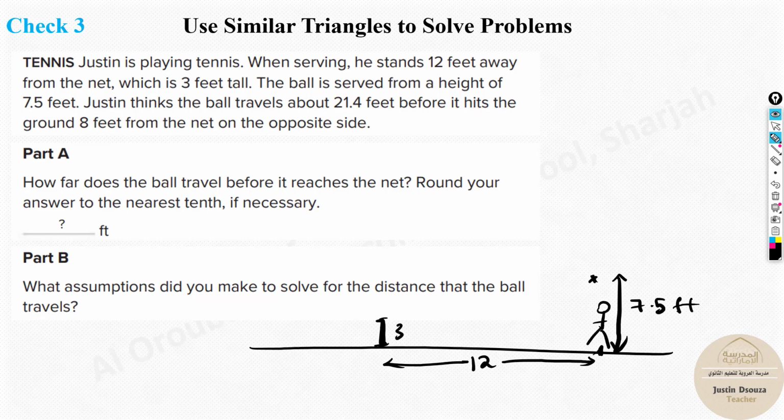Over here, Justin thinks the ball travels about 21.4 feet before it hits the ground, 8 feet from the net, opposite to this. From here he is hitting the ball, right? It goes like this and it touches the ground. The distance this line covers is 21.4 feet, and it touches the ground 8 feet over here, on the opposite side. This is the initial side we took. The opposite would be this one. Now let's just solve.